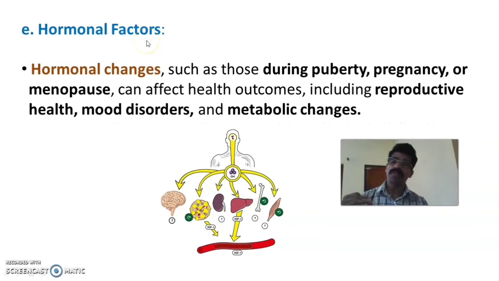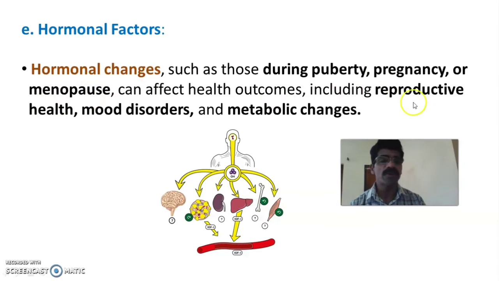Next factor is hormonal factor. So we have a number of hormones. Hormonal change may occur in different periods of life. Hormonal changes such as those during puberty, during the adolescent period, during pregnancy, or during menopause. Menopause means the age of ending the menstruation, after 45 to 50, and it can affect health outcomes, including reproductive health related problems, mood disorders, psychiatric problems, and metabolic changes and even metabolic syndrome, etc. These could be seen due to the hormonal changes which occur in puberty, during pregnancy or the antenatal period, and during the menopause period.